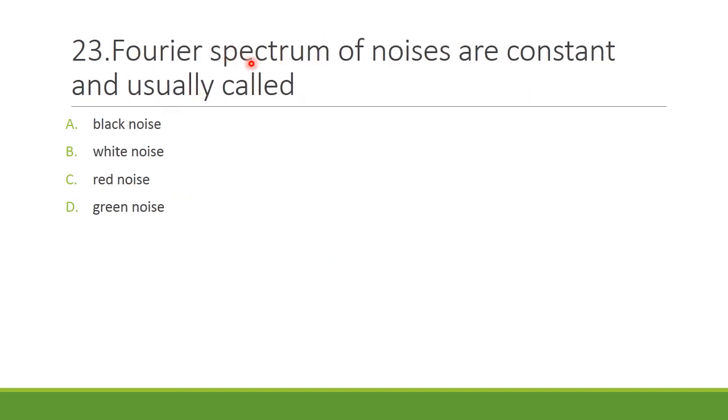Next question. Fourier spectrum of noises are constant and usually called option A black noise, option B white noise, option C red noise, option D green noise. So Fourier spectrum of noises are constant and is usually called as white noise. Option B is the right answer.